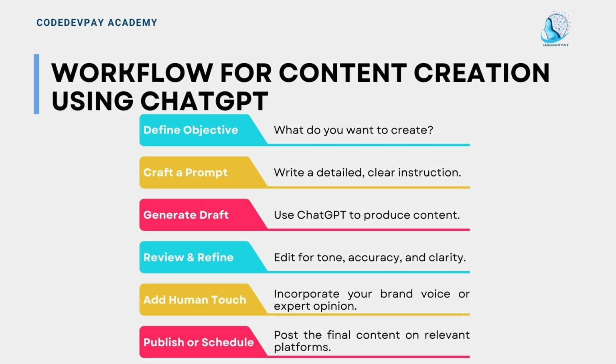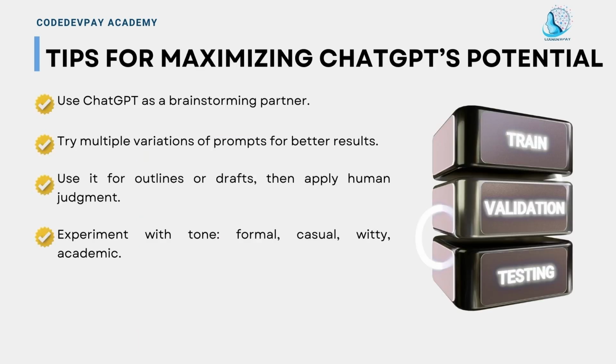Tips for maximizing ChatGPT's potential. Use ChatGPT as a brainstorming partner. You can also try multiple variations of a prompt for better results. Use it for outlines or drafts, then apply human judgment. Experiment with tones: formal, casual, witty, or academic.